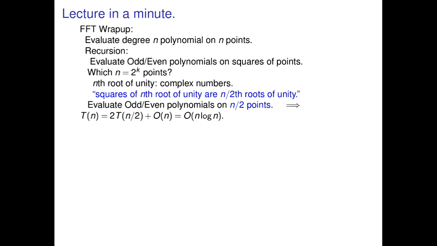So that says you can recursively build an FFT using two calls on a subroutine that evaluates a degree n over 2 polynomial on n over 2 points. Okay? And that's the idea. You get this recurrence, and it's victorious and spectacular and amazing, right?